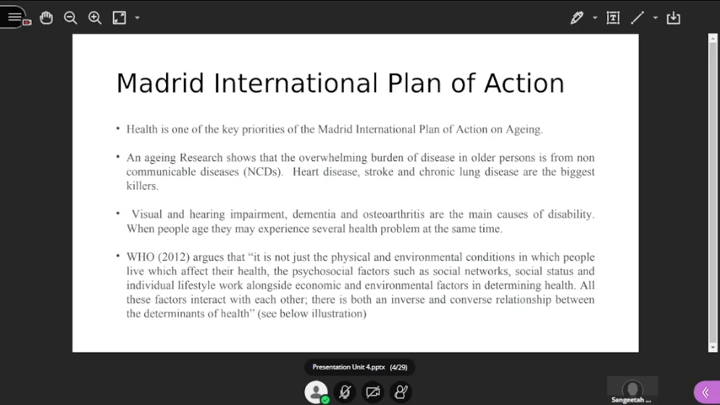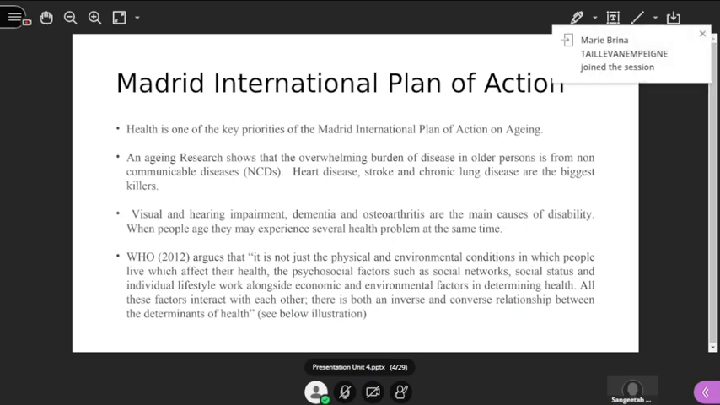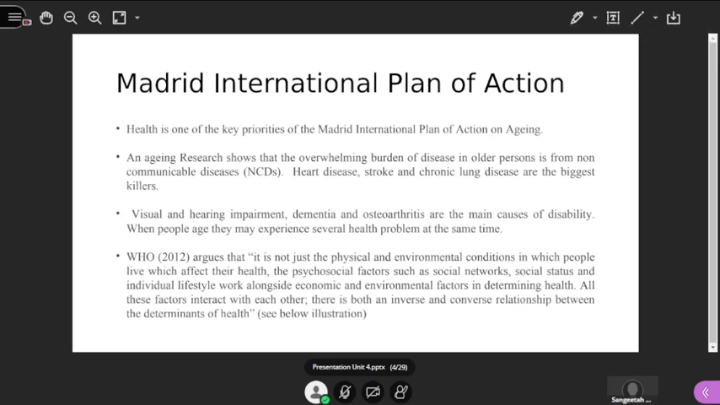So health is one of the key priorities of the Madrid International Plan of Action on aging. Aging research showed that the overwhelming burden of disease in older persons comes from non-communicable diseases. Heart disease, stroke, and chronic lung disease are the biggest killers. And in Mauritius nowadays, we also have diabetes, hypertension, and cholesterol issues. Visual and hearing impairment, dementia, and osteoarthritis are the main causes of disability. When people age, they may experience several health problems at the same time.